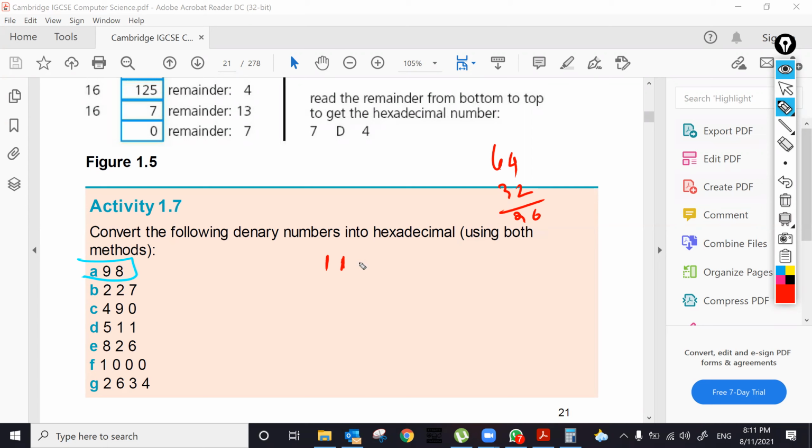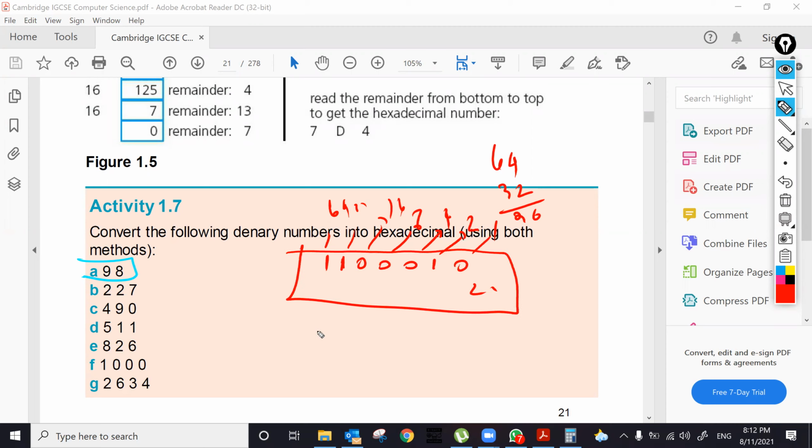96, no? Then 32, now we start from 64. Then here 34, then 16 no need. 8 also no need. Then 4 also no need. Now 2. 2 I think I need, because 96 plus 2 is 98. I don't need 1.